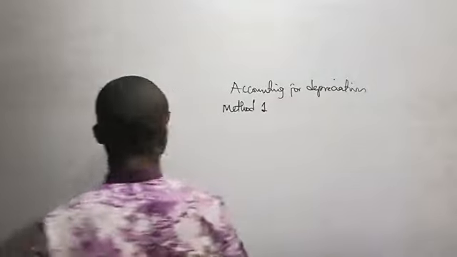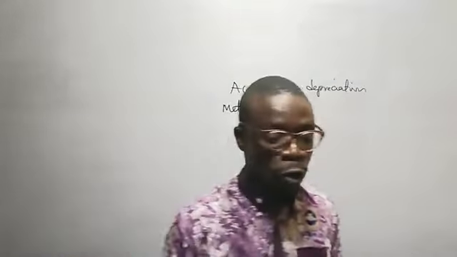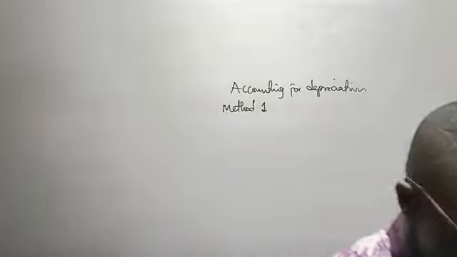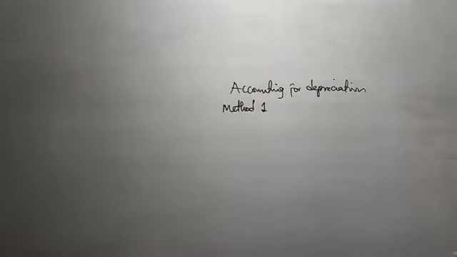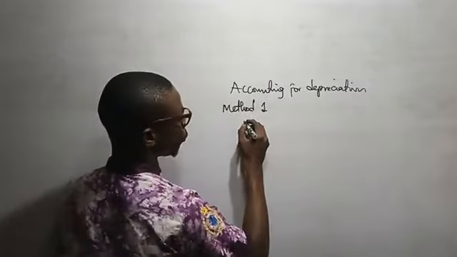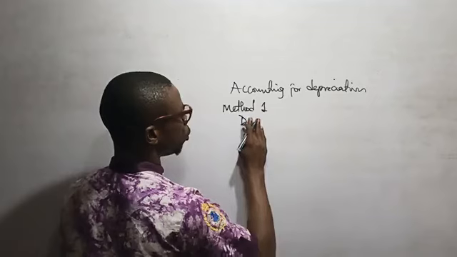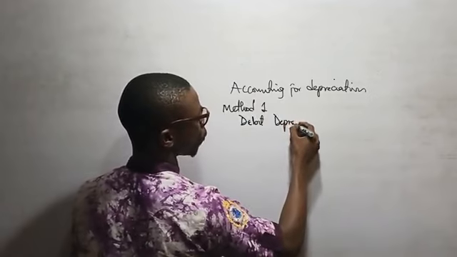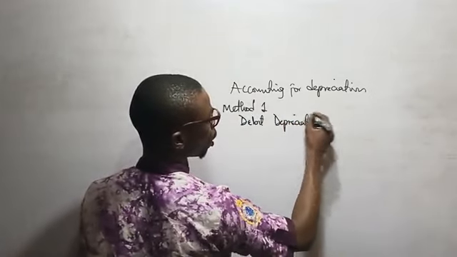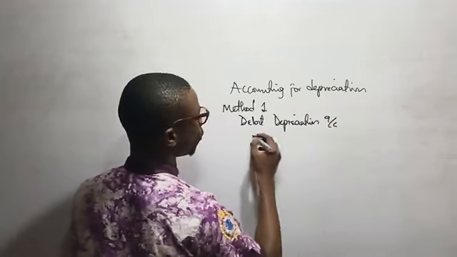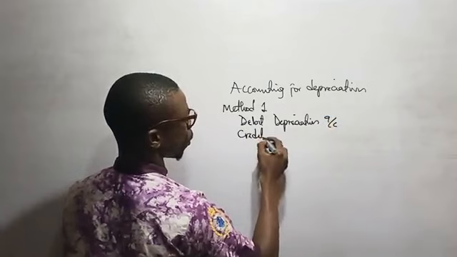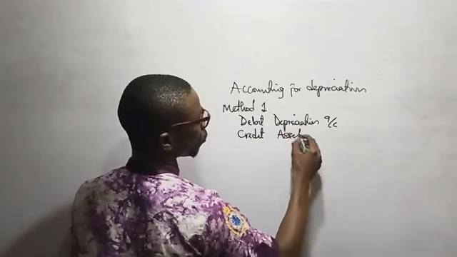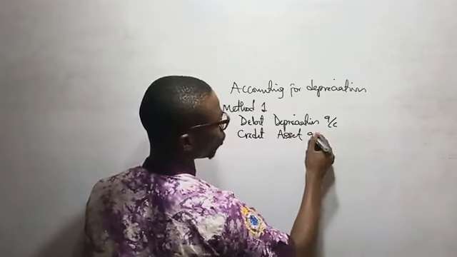That means when you want to record your depreciation in your book of record, this is how you record it under method 1. It means you will debit depreciation account, and credit assets account. That means the assets you want to depreciate now.